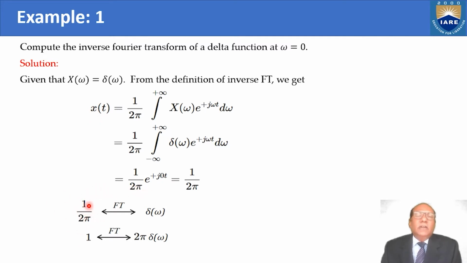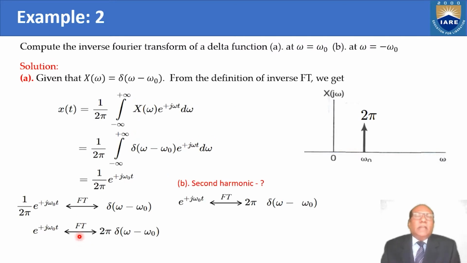This is the time waveform for the inverse Fourier transform of the delta function. Now if I take 2 pi here, I can say 1 corresponds to 2 pi into delta omega. So delta omega is multiplied by 2 pi, and when you scale this, it corresponds to the inverse Fourier transform of unity. That is what you have.